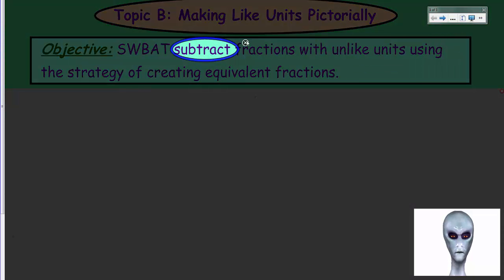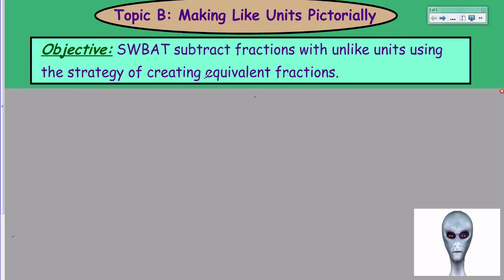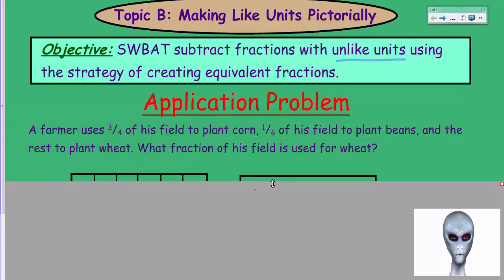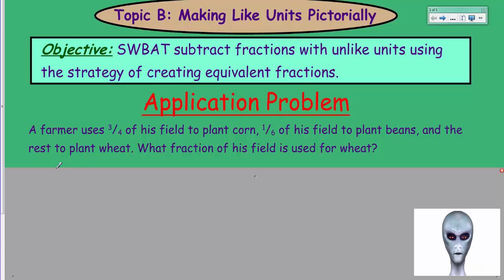Okay, the keyword here is subtracting fractions, where before we were adding, if you recall. And so we're going to be doing it with unlike units. Therefore, the denominators are going to be different. They won't be the same. And I think we'll go ahead and get started here. So here we have the application problem.